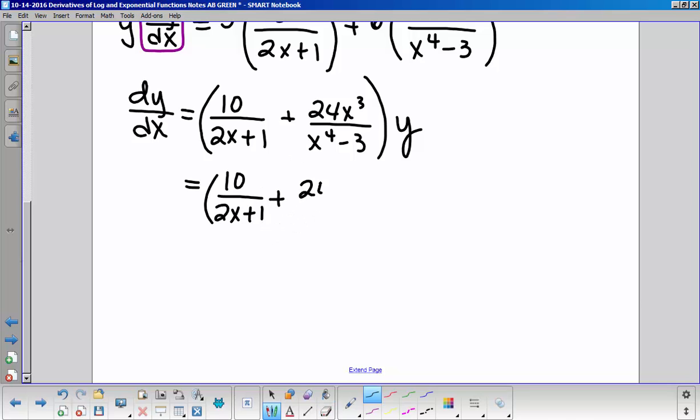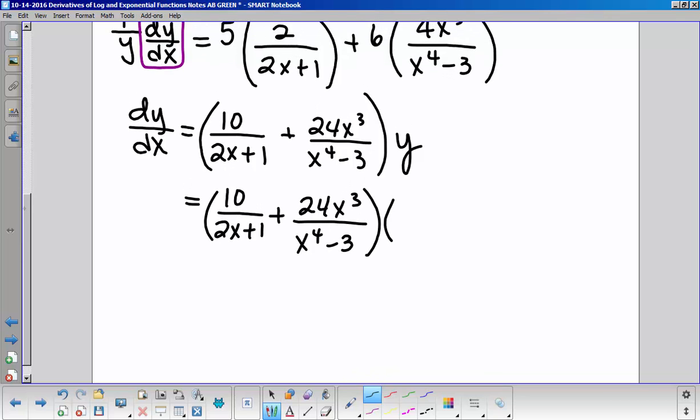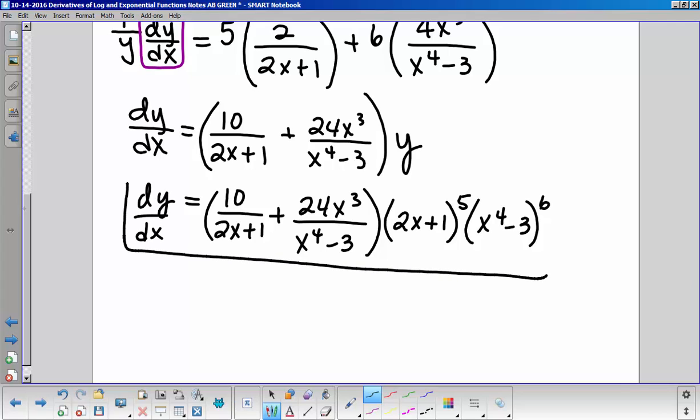Plus 24x cubed over x to the 4th minus 3 times, well, y was it (2x plus 1) to the 5th? Yes. Times (x to the 4th minus 3) raised to the 6th. Now, it looks a little bit scary, but if I gave you the x value, could you find me the slope? Sure. And you don't have to find a common denominator in here.